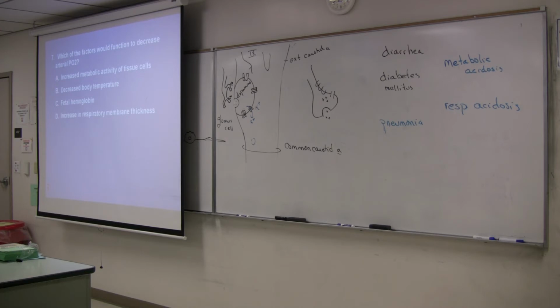So, which of the following factors would function to decrease arterial PO2? Increased metabolic activity of tissue cells? Two key words you need to look at in the question besides the word decrease. One is the word arterial, exactly right, and the other is PO2. When we say PO2, are we talking about the oxygen bound to hemoglobin? 98.5% of your oxygen is carried bound to hemoglobin.